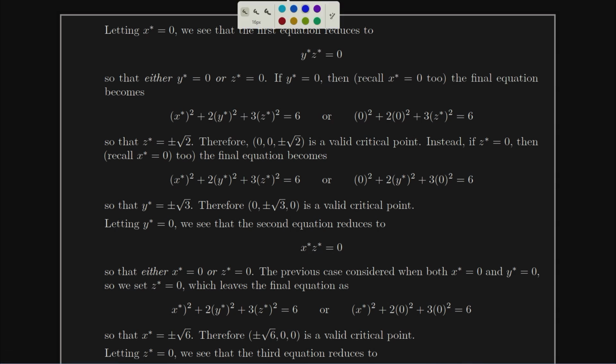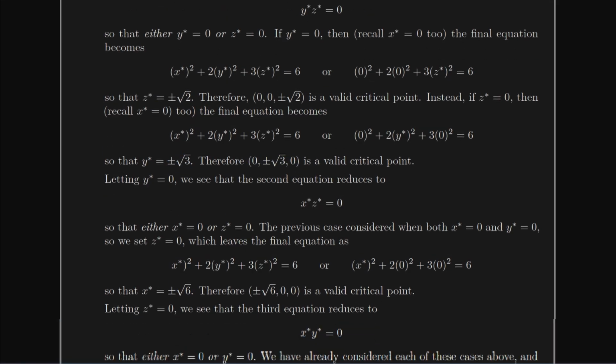In the case where we let x be equal to 0, the first equation is going to reduce to y times z is 0, so either of them is equal to 0. If y is equal to 0, then the final equation just reduces to 3z squared equals 6, or that z is plus or minus root 2. And that's going to give me a valid critical point of 0, 0, plus or minus root 2. Or in the event that I don't let y be equal to 0, we're going to have a 0 for x and a 0 for z, and that's going to reduce me to 2y squared equals 6, or in other words, y will be plus or minus root 3, in which case my critical point is 0, plus or minus root 3, 0. And then we still have other cases, more and more cases.